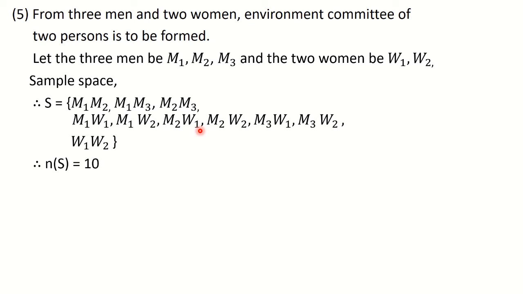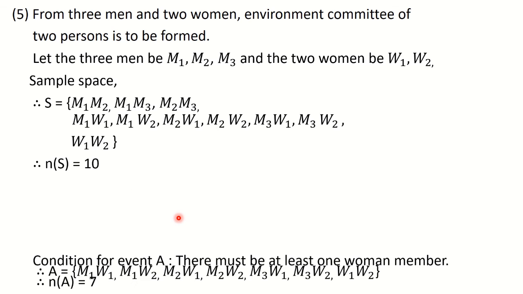Similarly, M2 W1, M2 W2 for M2. And for M3, M3 W1 and M3 W2. Okay, so the second line is having these 6 sample points. And finally third line, only women, so W1 W2. So in this way you also write down the sample space so that you can distinguish it better and you can write down the sample points for the conditions given. Here if you count 3 in the first line, 6 in the second line and 1 in the third line. So n of s is 10 here. Okay.